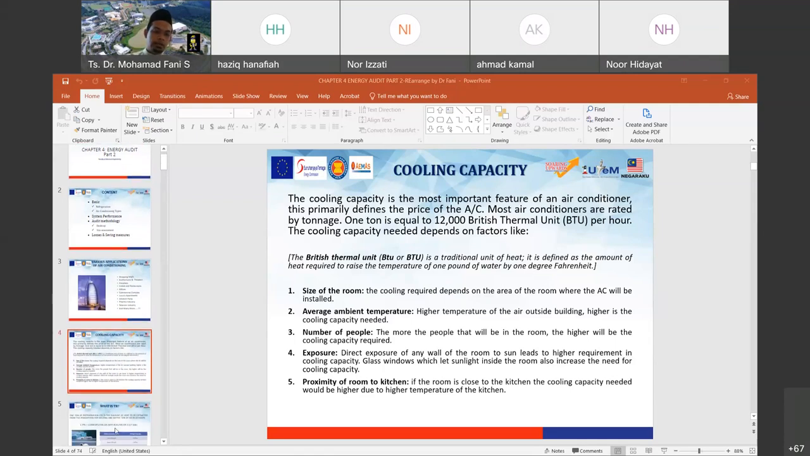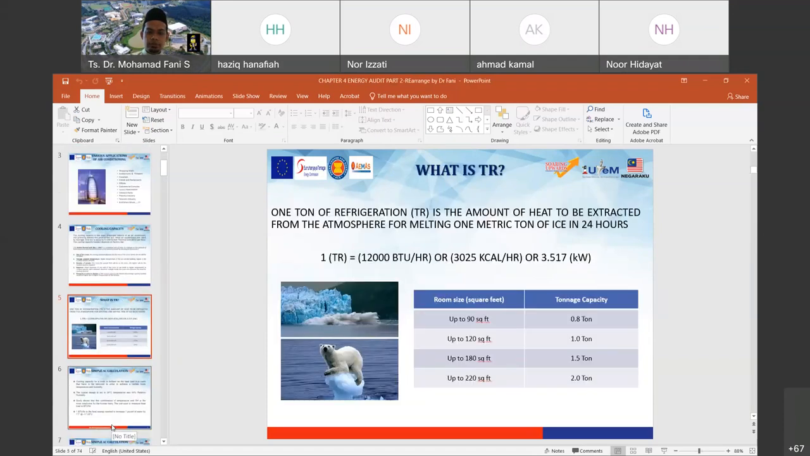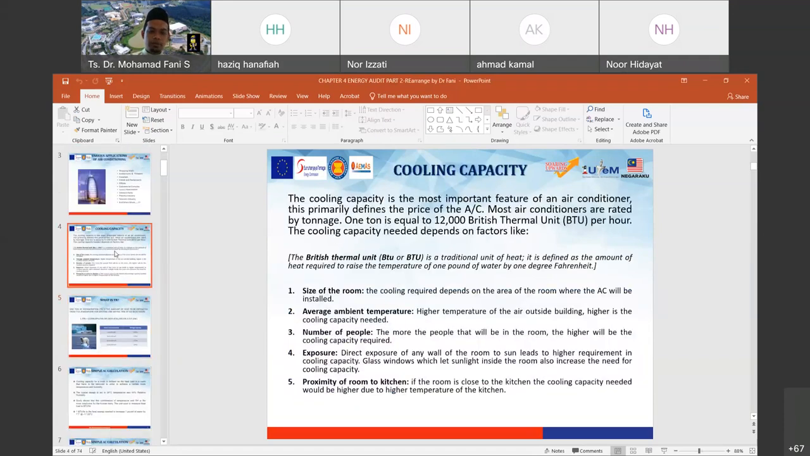So what else? We only have five, at least five. But the number of people and the size of the room are the normal items that we use during consideration to buy or size the aircon. We call it cooling capacity.